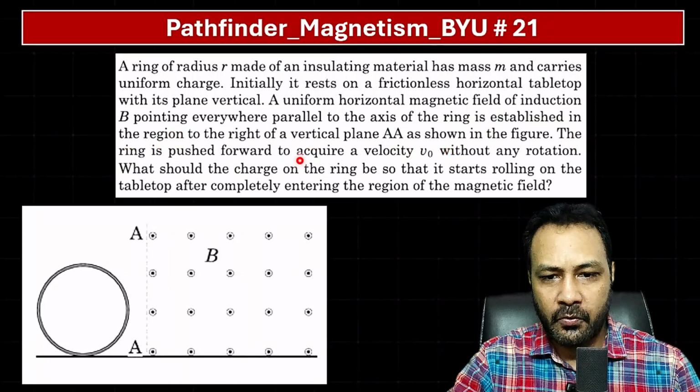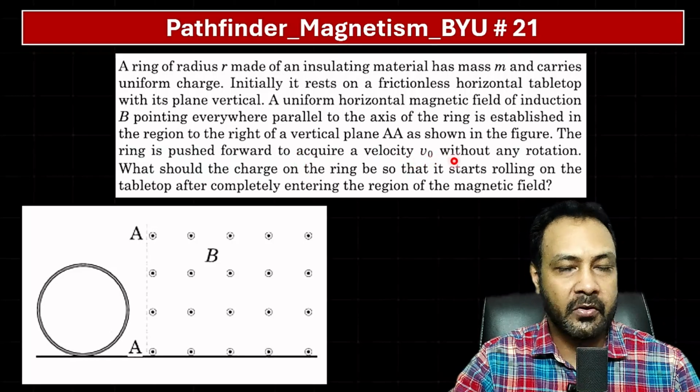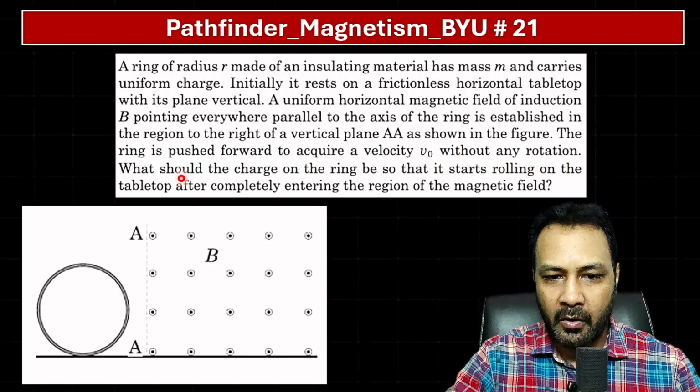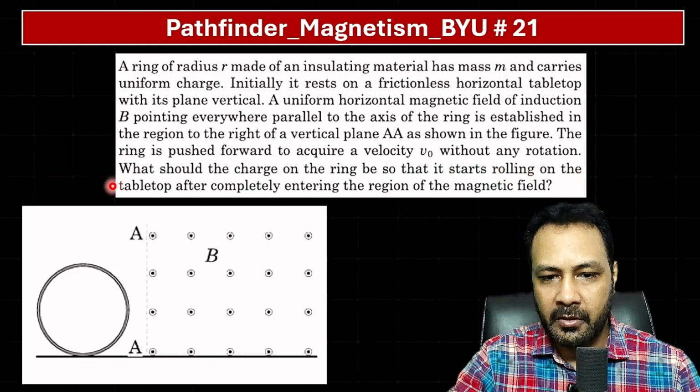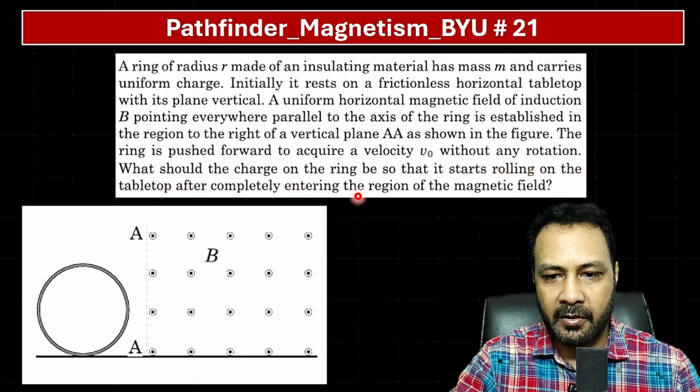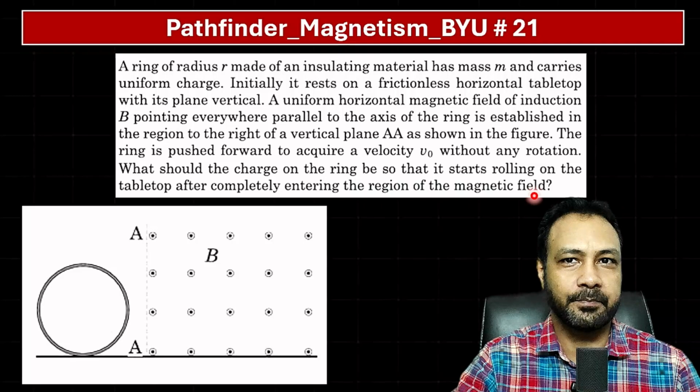The ring is pushed forward to acquire a velocity V0 without any rotation. What should be the charge on the ring so that it starts rolling on the tabletop after completely entering the region of the magnetic field?